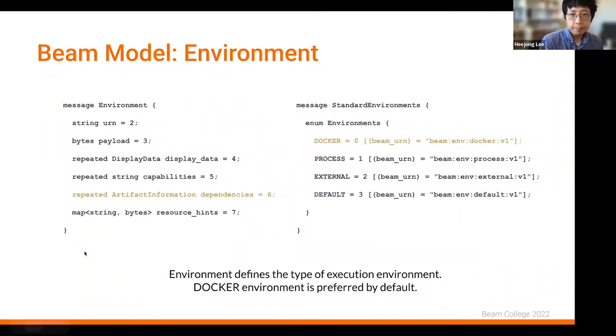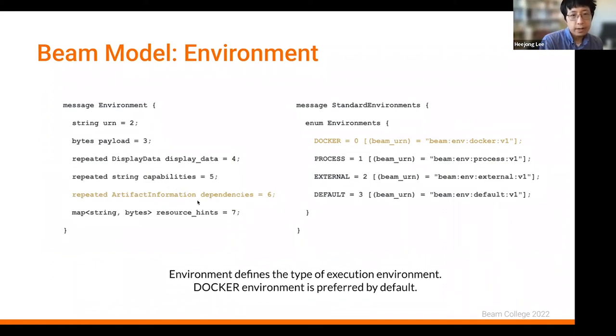This is the environment. Here, the important fields are the URN and dependencies, maybe. So the URN is one of these on the right. The URN can be Docker, process, external, or default, these kinds of things. The Docker environment is preferred by default and is the most stable and most tested.